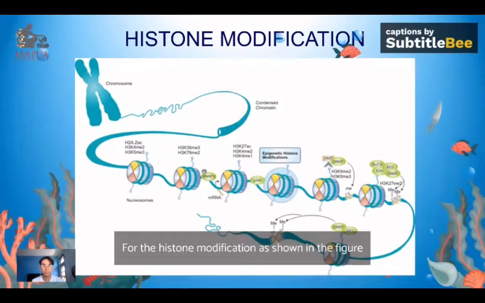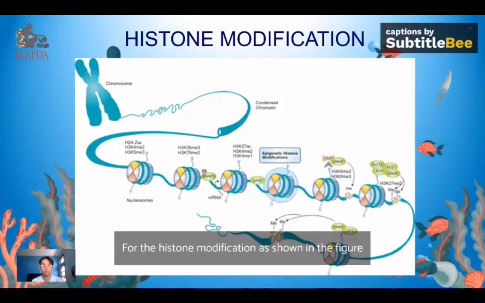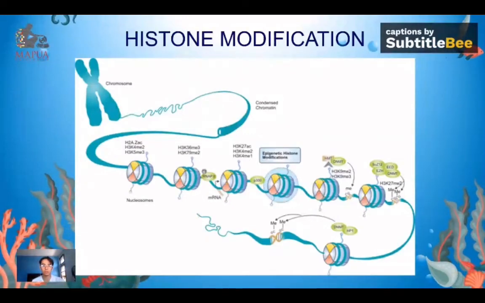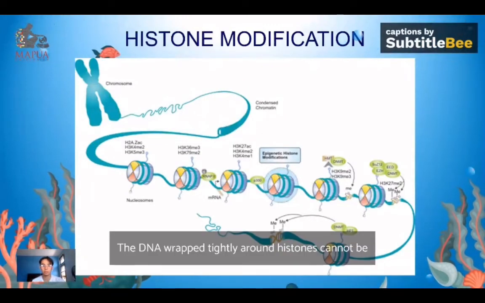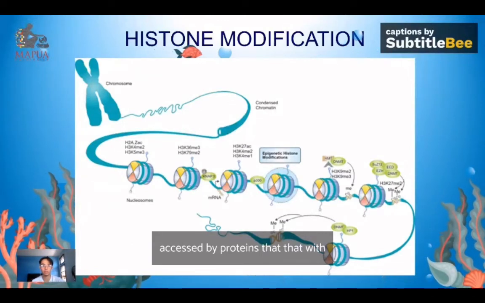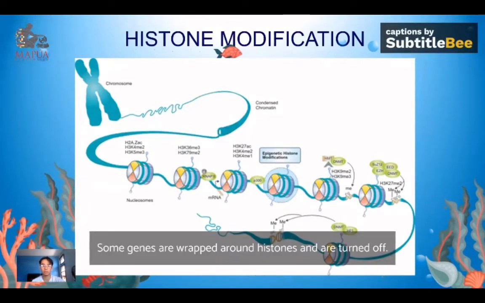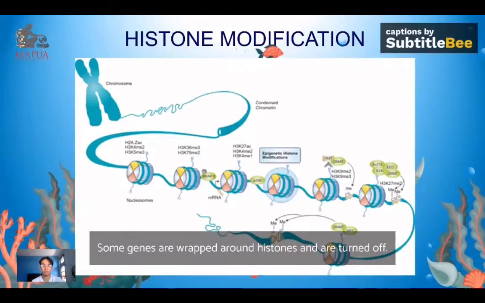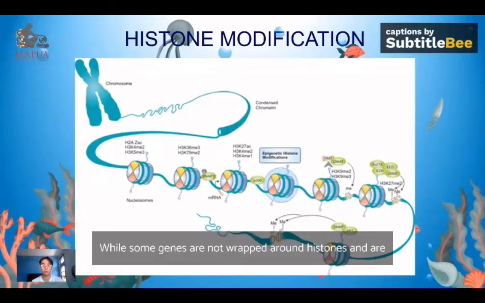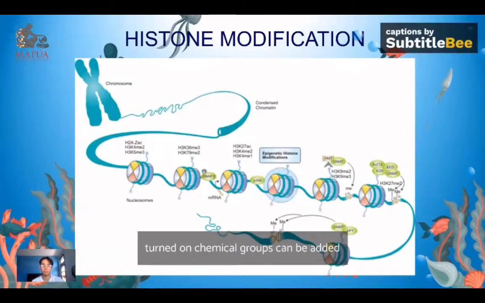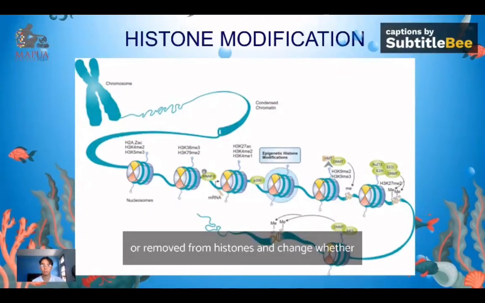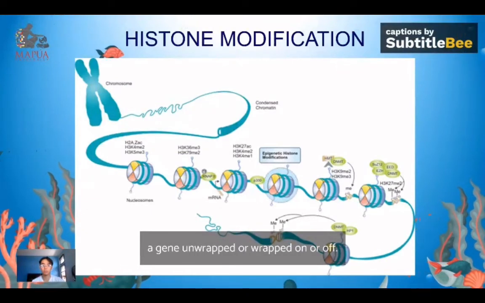For the histone modification, as shown in the figure, DNA wraps around proteins called histones. The DNA wrapped tightly around histones cannot be accessed by proteins that read the genes. Some genes are wrapped around histones and are turned off, while some genes are not wrapped around histones and are turned on. Chemical groups can be added or removed from histones and change whether a gene is unwrapped or wrapped, on or off.